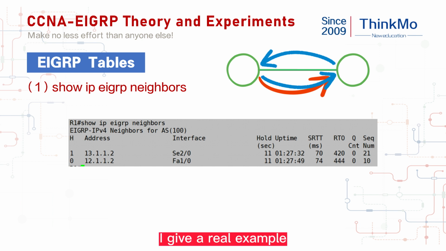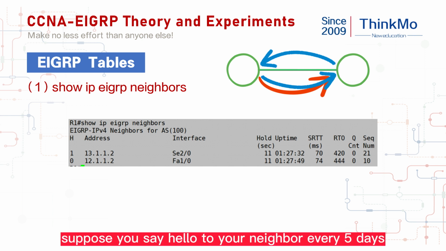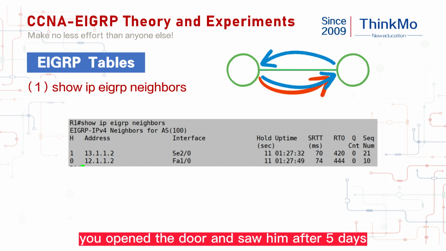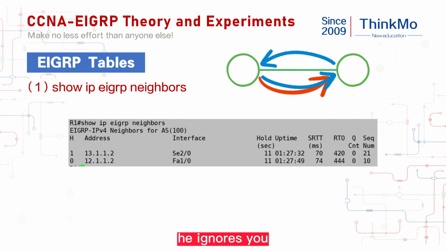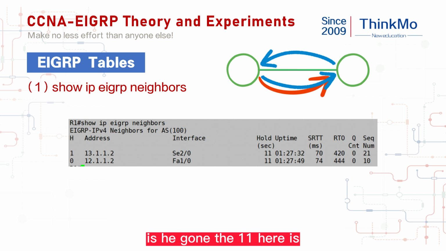That's what I mean. I'll give a real example. You should go out to say hello every day. Suppose you say hello to your neighbor every 5 seconds. You open the door and see him after 5 seconds. You greet him. He ignores you. You say hello again after 10 seconds. He still ignores you. 15 seconds passed. You think this person doesn't want to talk to you, doesn't reply to your message. Is he gone? You remove him. The 11 here means it's been 11 seconds now and the device has not received a hello.